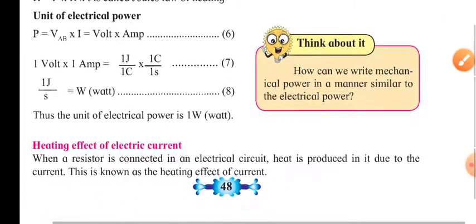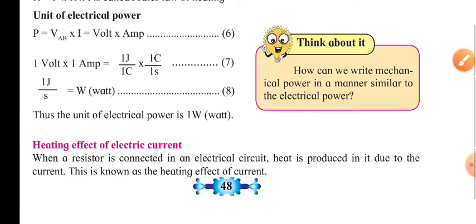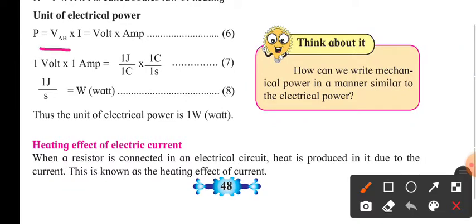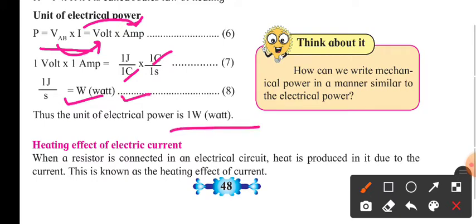Unit of electrical power. As we know the formula, V into I is electrical power. Unit for the potential difference is a volt. Unit for the current is an ampere. So volt into ampere. We can again reform it. Volt is nothing but joule per coulomb, and ampere is nothing but coulomb per second. So here coulomb will get cancelled and we get joule per second, which we call a watt. Thus the unit of electrical power is watt.